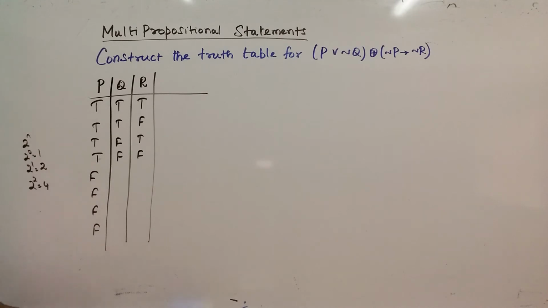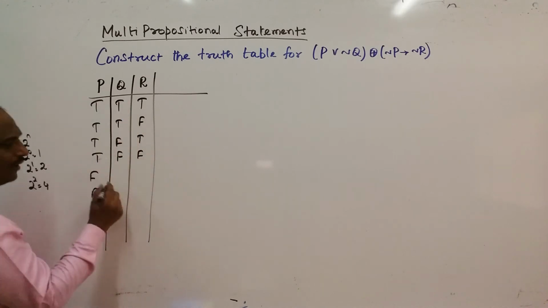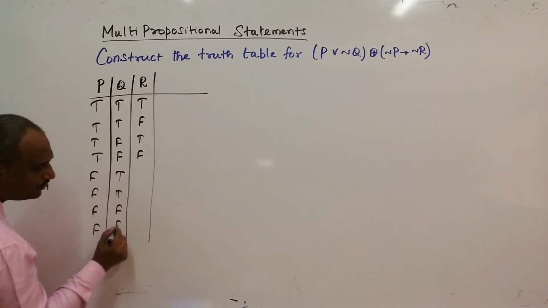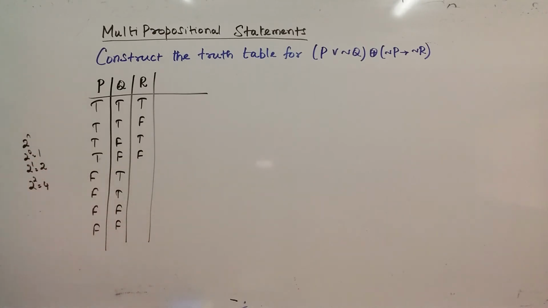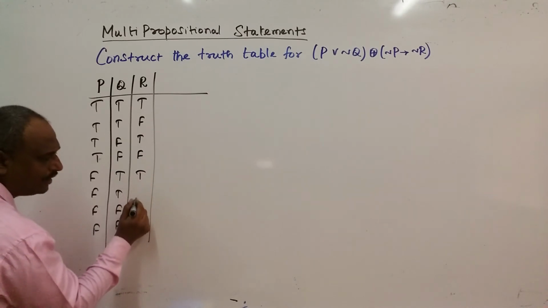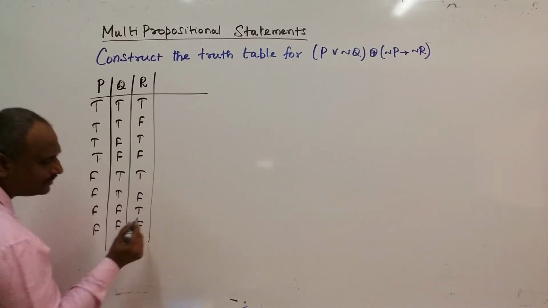So when we have 3 statements, our P will be true, true, true, true, false, false, false, false. Q will be true, true, false, false, repeated again: true, true, false, false. For R, I am going to take true, false, true, false, and it keeps continuing: true, false, true, false.